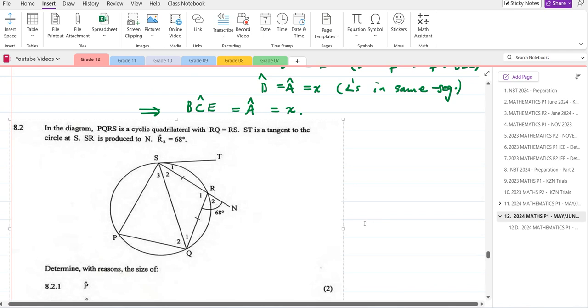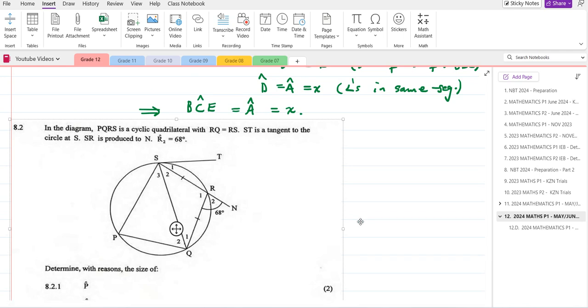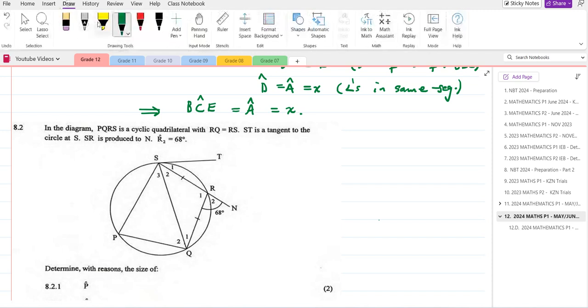In the diagram, PQRS is a cyclic quadrilateral with RQ equal to RS. RQ and RS are equal, and it's a cyclic quadrilateral. That's very important information here. Make sure you read everything.